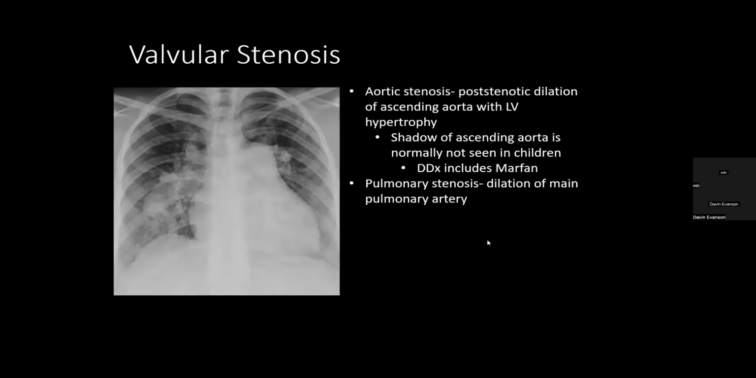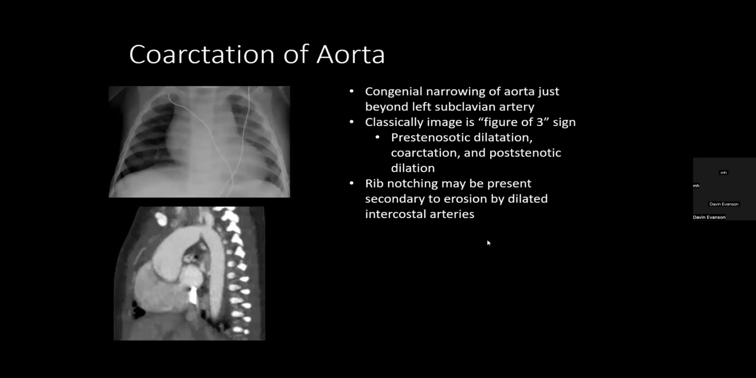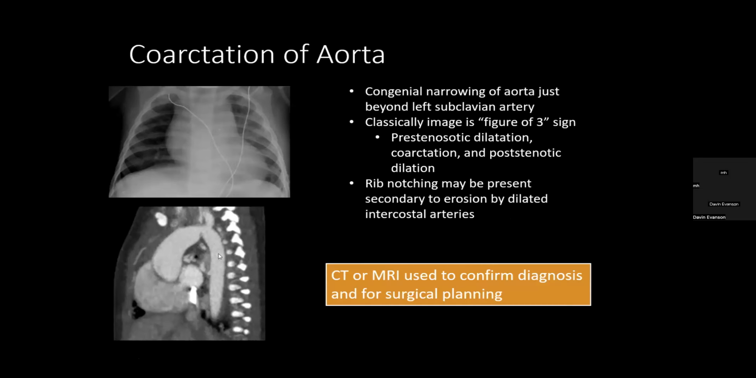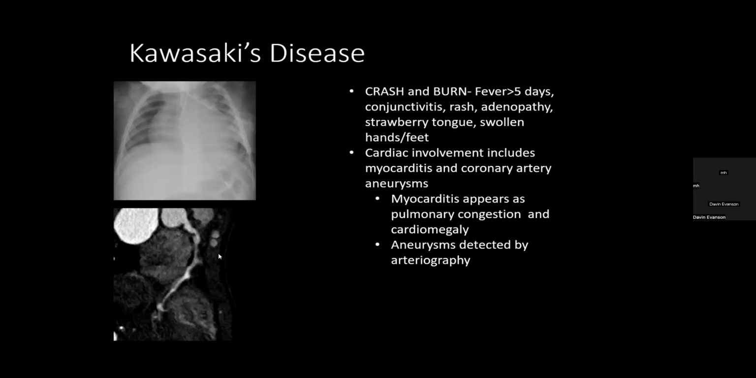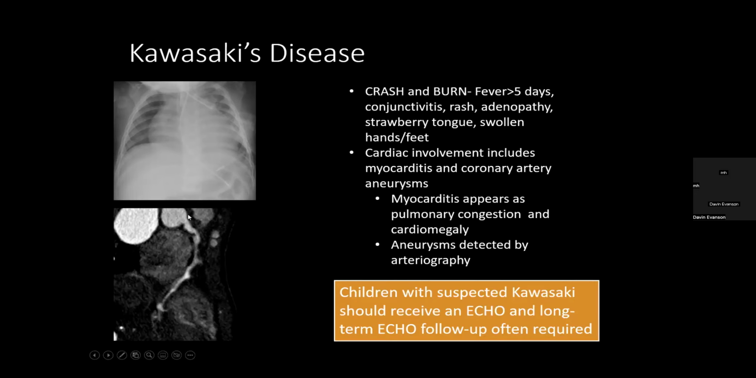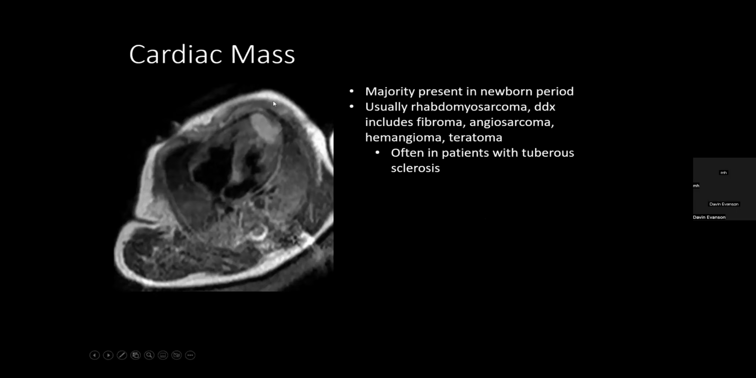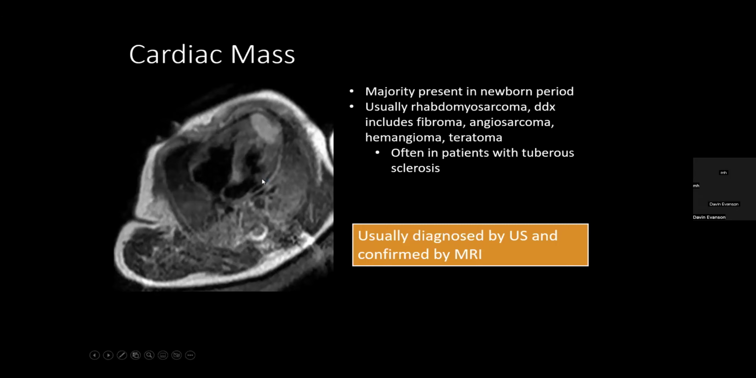So our stenoses, the coarct, seen real well on the CT, the figure 3. Kawasaki's can be a scary thing if you ever treat a patient with that. The myocarditis, enlarged heart. Then we worry about the complications, the aneurysms after. Again, echo is going to be so helpful. MRI, especially if you're worried about a cardiac mass.